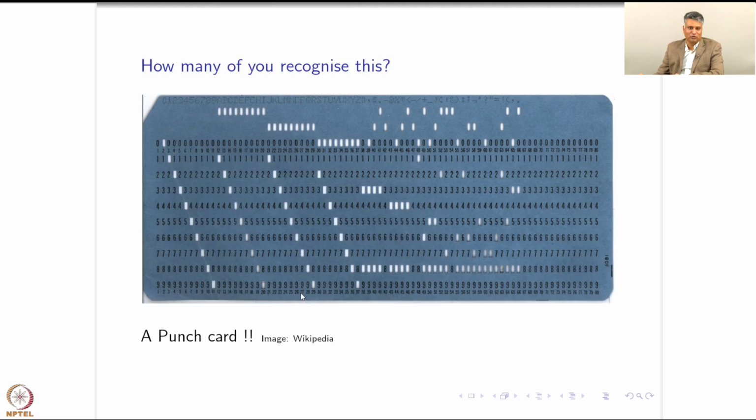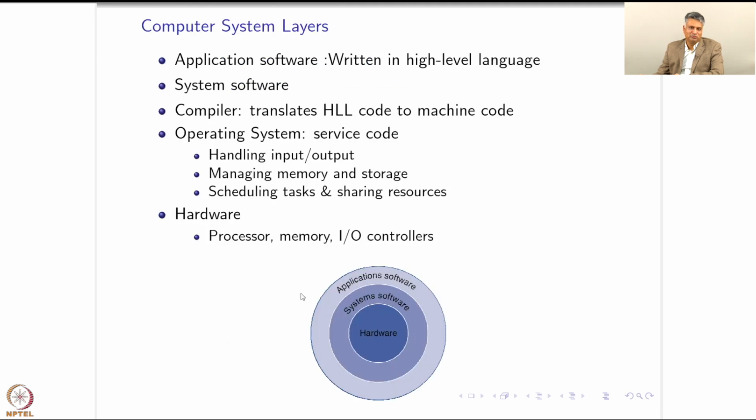Thankfully, we do not have to program using punch cards anymore. What we do is write application software in a higher level language, something which human beings can understand. We do not have to write our code in machine code. So we write our algorithm in a high level language, and then the compiler translates this high level language into machine code.